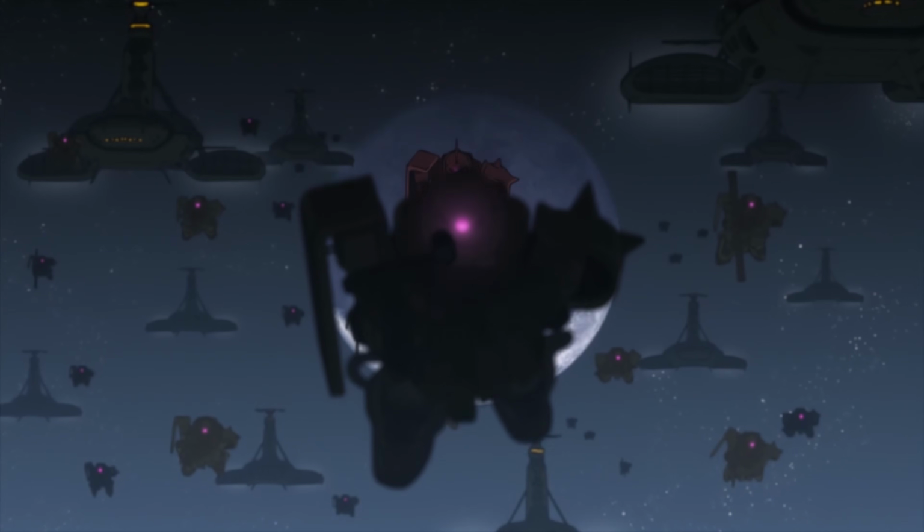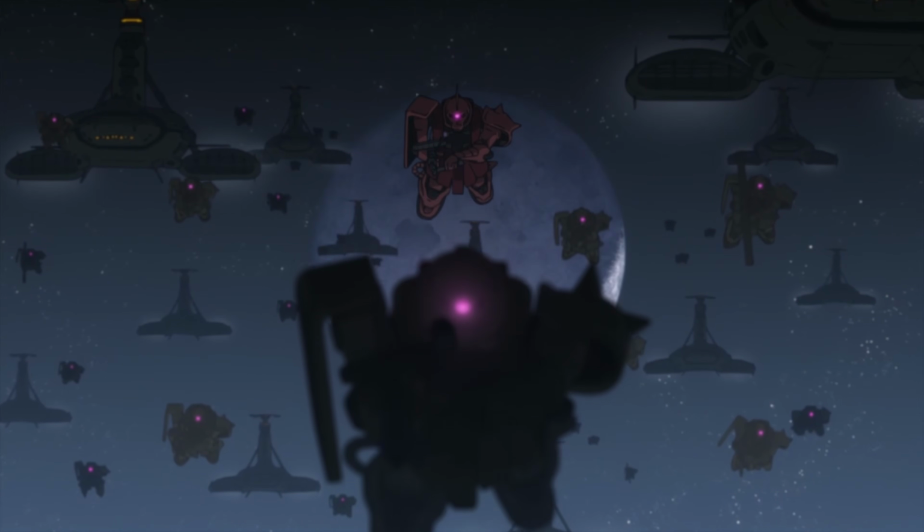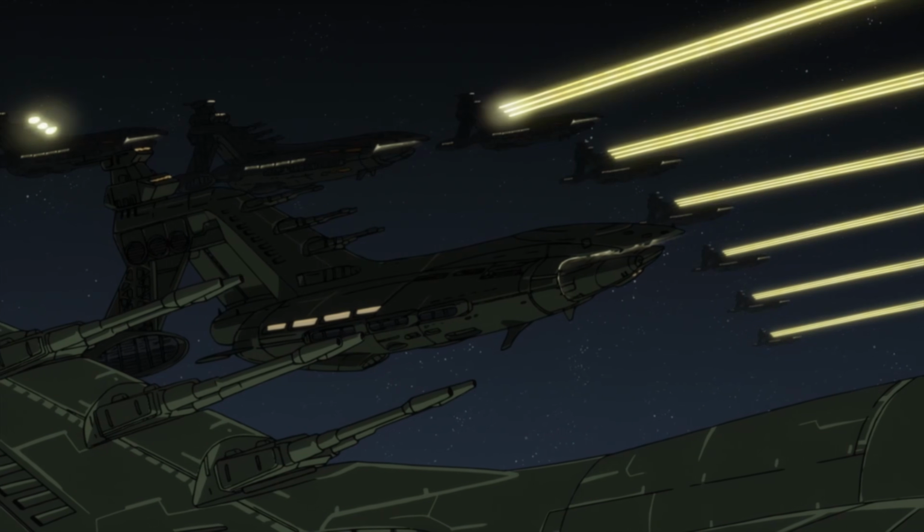Come October of UC 0078, Zeon would announce its military mobilization, seeking to launch a surprise attack on the Federation in the coming months and eliminate their control over space.